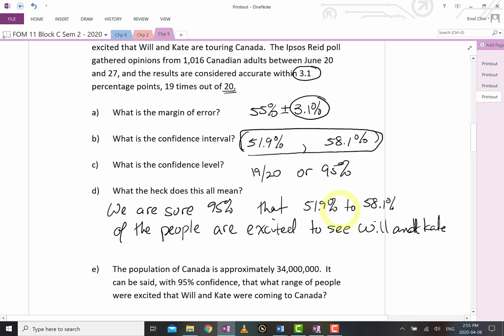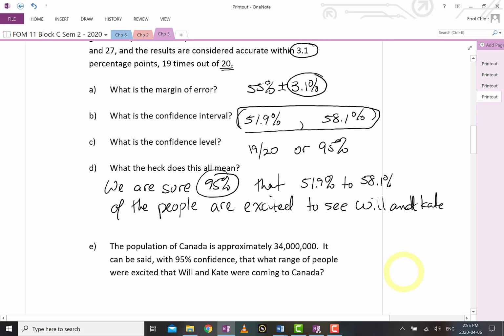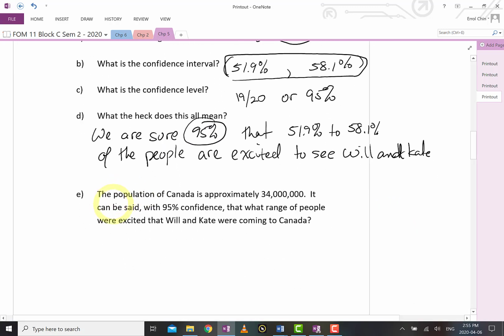Okay, so the confidence interval is 51.9 to 58.1, but the confidence level is 95%. Now, question E says the population of Canada is approximately 34 million. It's not, it's actually 38 million. It can be said with 95% confidence. What is the range of people that are excited to see Will and Kate that are coming to Canada?